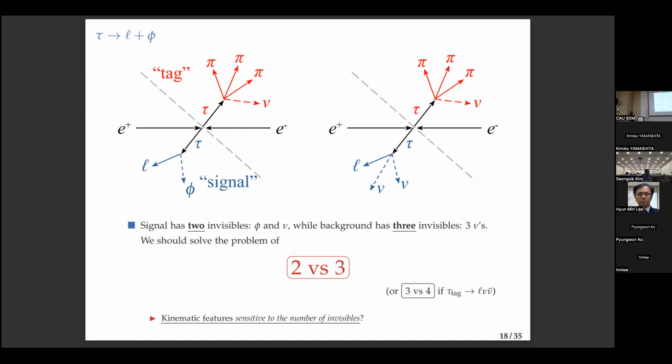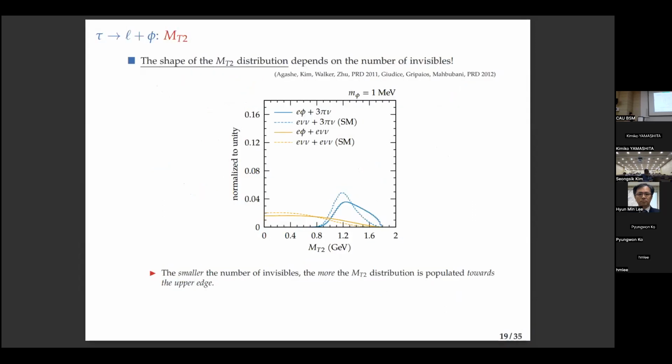And if we consider that the tau tag decays into a lepton and two neutrinos, then this will be a problem of distinguishing three and four. So we should look for kinematic features sensitive to the number of invisible particles. And it is known that the shape of the amplitude distribution depends on the number of invisibles. Here, the blue distribution corresponds to the signal, where we have two invisible particles, and for this one we have three invisible particles. So the smaller the number of invisibles, the more the distribution populates towards the upper edge. So the idea is that we could use the M2 instead of this MT2.